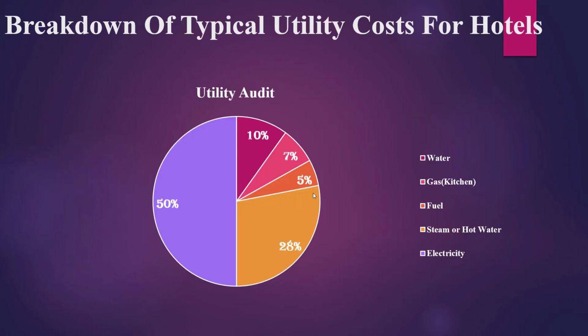Let us see a breakdown of typical utility costs for hotels. Electricity 50%. Steam or hot water 28%. Fuel 5%. Gas and kitchen consumption 7%. Water 10%.